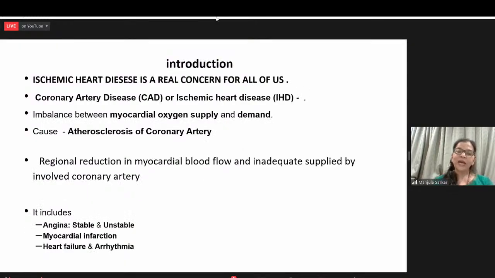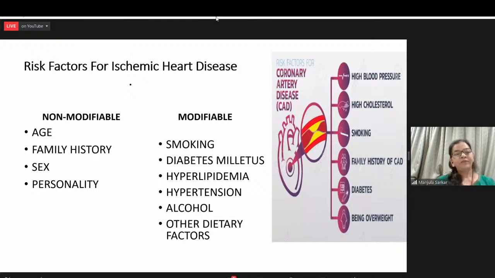Coronary artery disease or ischemic heart disease is because of the imbalance between myocardial oxygen supply and demand. The cause is atherosclerosis of the coronary artery. Regional reduction in myocardial flow and inadequate supply by the involved coronary artery is the reason. It includes angina, which may be stable or non-stable, myocardial infarction, heart failure, or arrhythmias too. When we look at the risk factors for ischemic heart disease, they can be non-modifiable and modifiable.